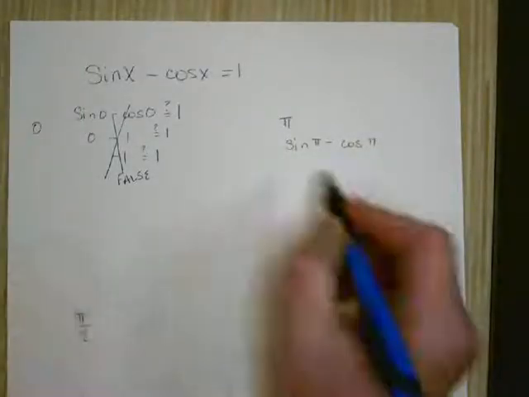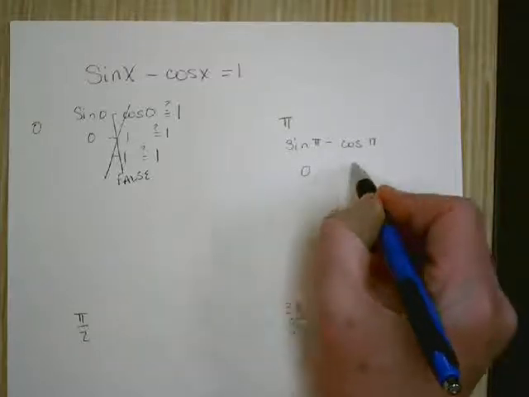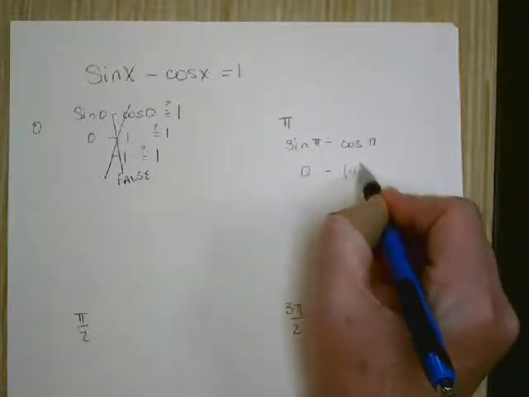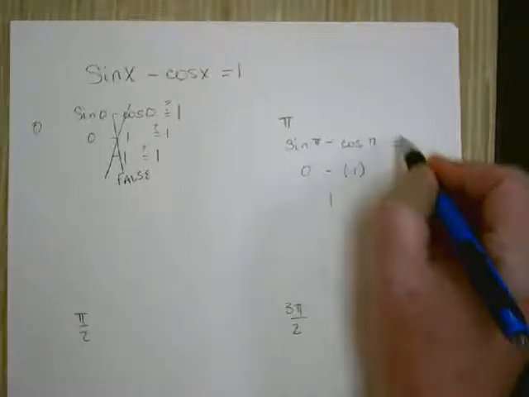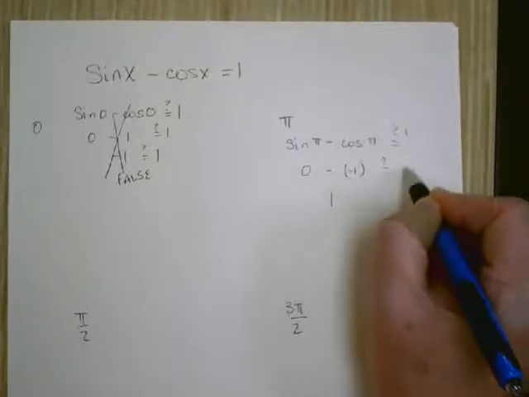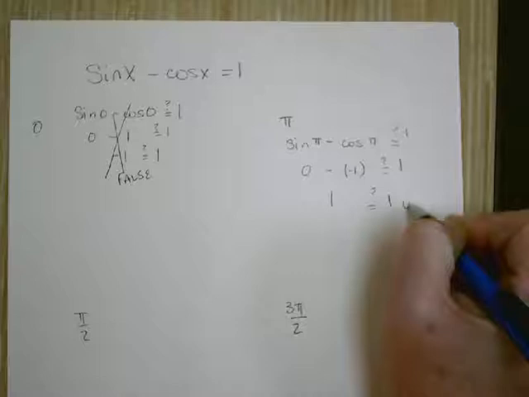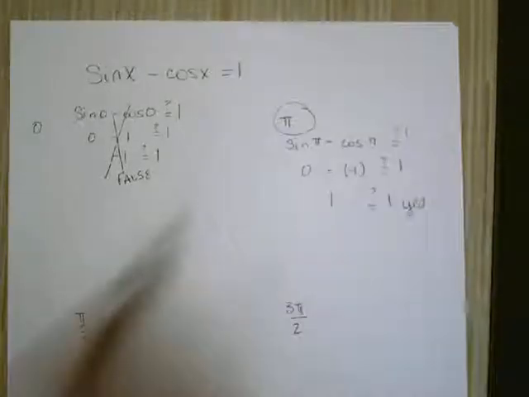The next one, sine of pi minus cosine of pi. Sine of pi is 0. Cosine of pi is -1. 0 minus -1 is 1. Is that 1? Yes. So that one will work.